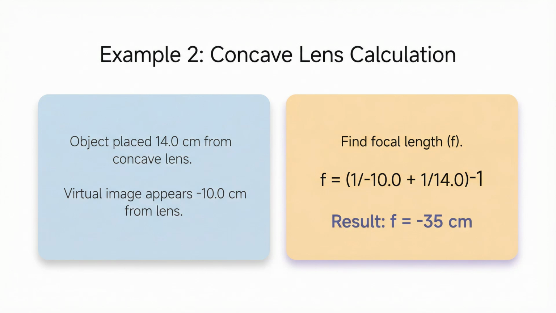Let's do a concave one. Object is at 14 centimeters. The image is virtual, appearing at negative 10 centimeters. We plug that negative 10 into the formula carefully. When you crunch the numbers, you get a focal length of negative 35 centimeters. That negative focal length confirms it's a diverging lens.